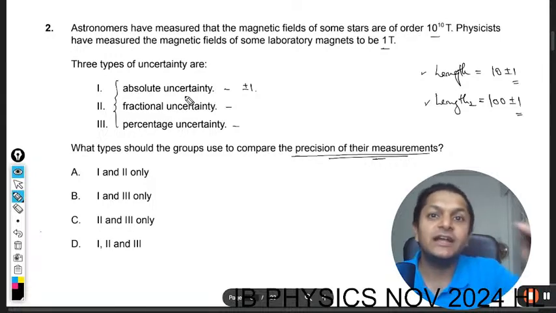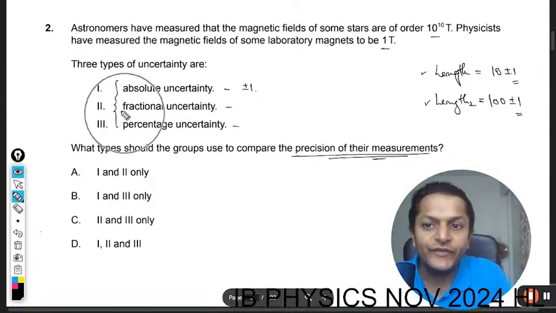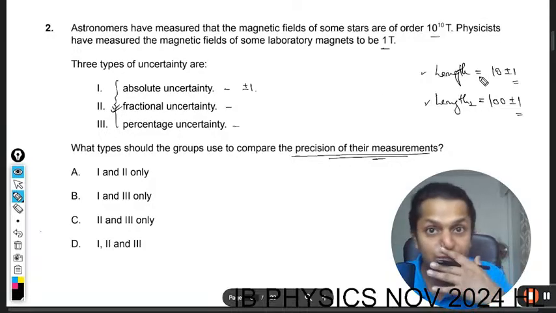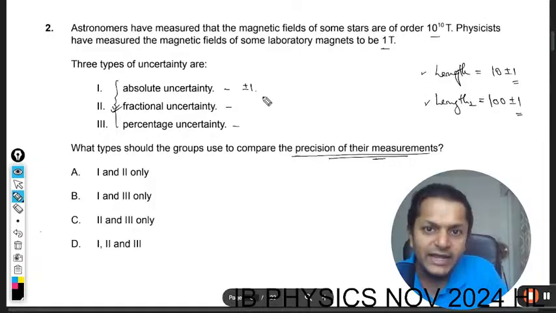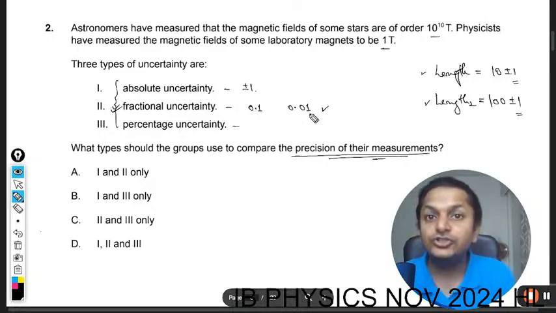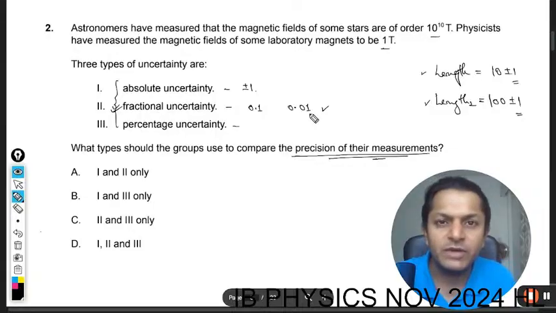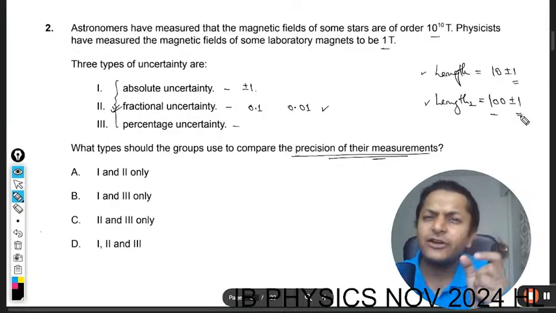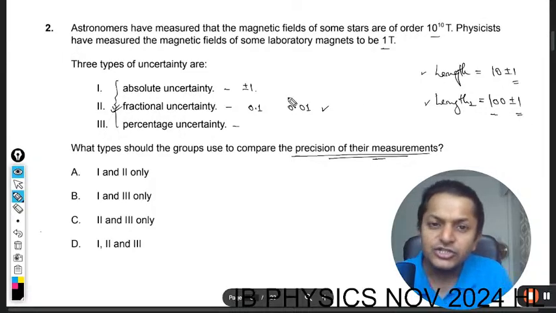So we have to create another type of uncertainty, which is fractional uncertainty. Now, the fractional uncertainty is when you take the fraction here. So this is 1 by 10. It becomes 0.1 in one case, and in another case, it is 0.01. So clearly, this is showing you the precision of your instrument, that even for 100 meters, what is the error that you are going to make. So this is the precision of your measurement.